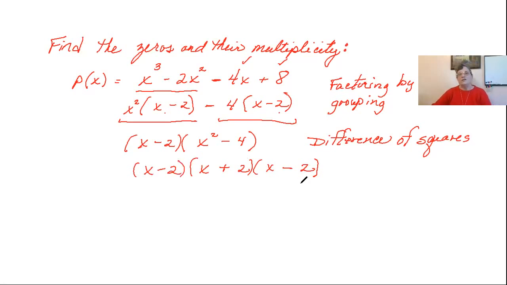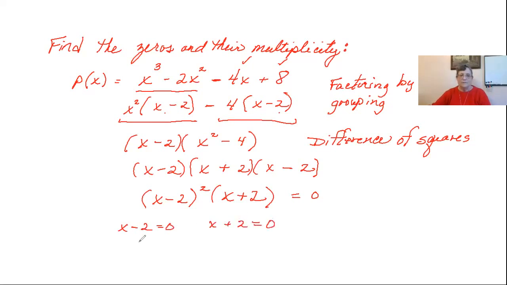So notice that I've actually got two factors here that are the same. I could write this as x minus 2 squared times x plus 2. The zeros are what we get when we set this equal to 0. To make this equal to 0, I can set each factor equal to 0. This one's going to give me a 2. This one will give me a negative 2.